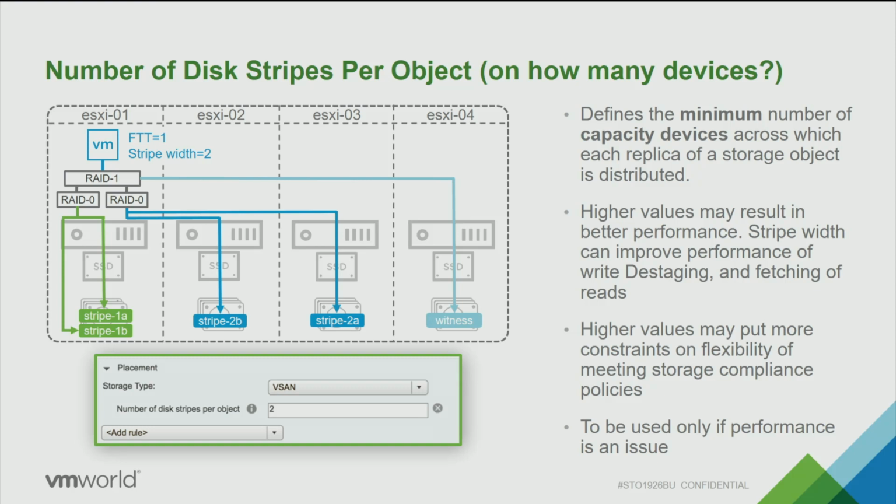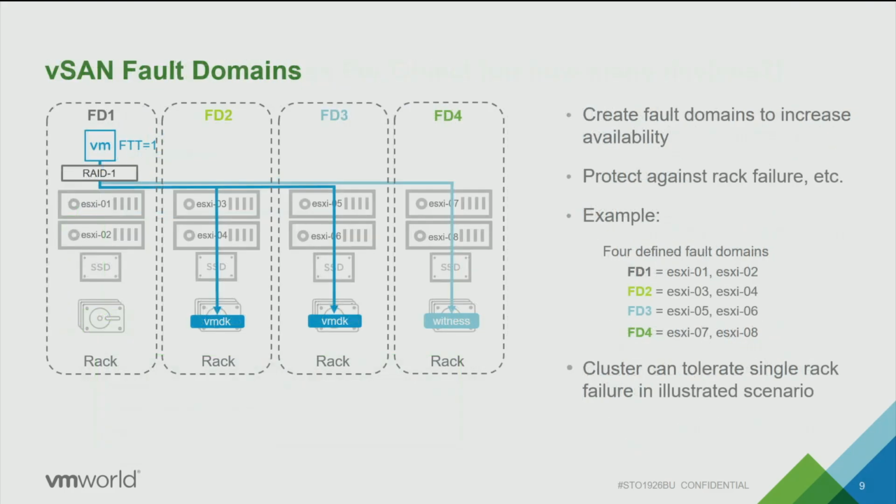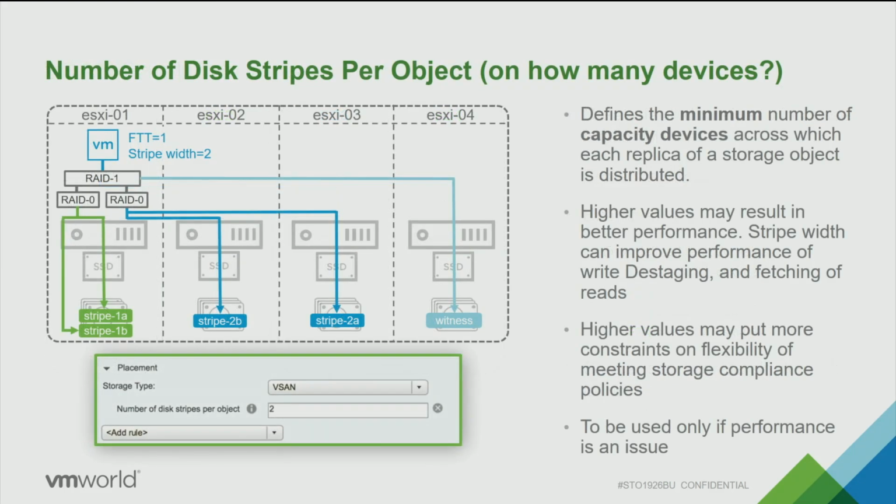So there's a good blog post on this where we explain this. In most environments, the default stripe of 1 is fine. This is something I would only go in and touch if you're starting to see specific hotspots and things like that.